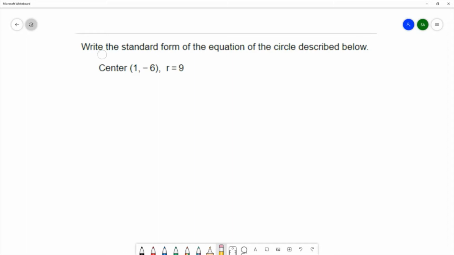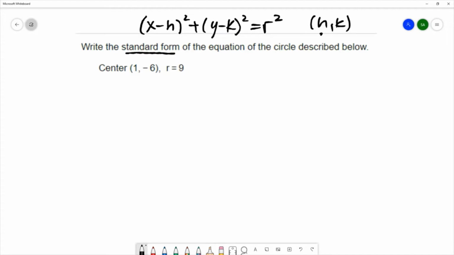This question says, write the standard form of the equation of a circle described below. The circle should have a center of (1, -6) and a radius of 9. So we need to keep in mind what the standard form of a circle is. And the standard form is (x minus h) squared plus (y minus k) squared equals r squared, where h and k are the center of the circle and r is the radius.